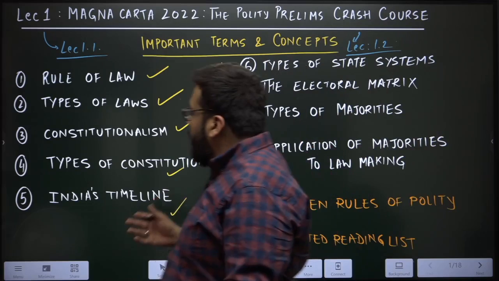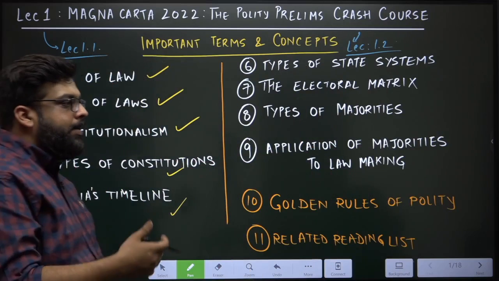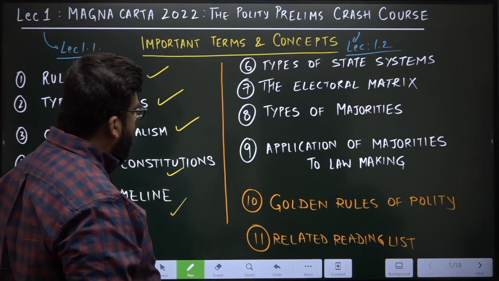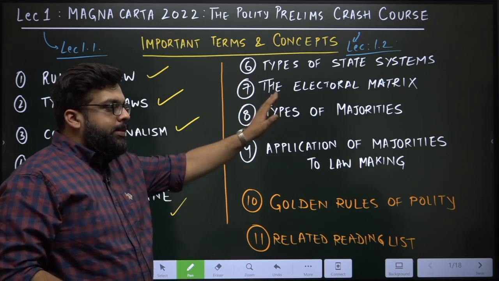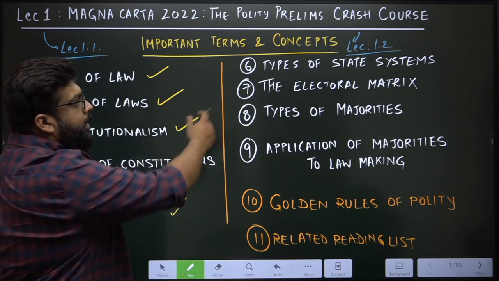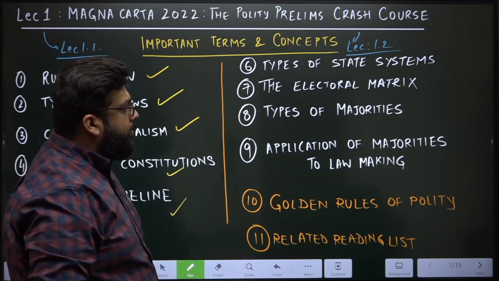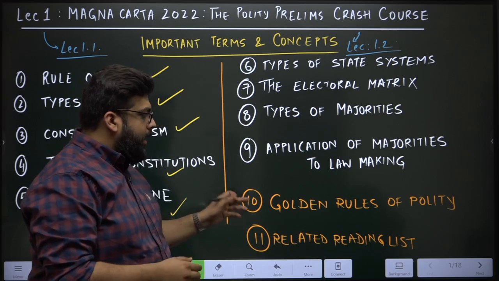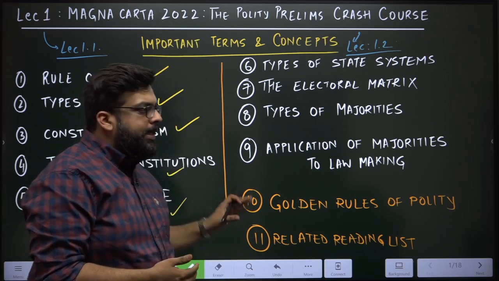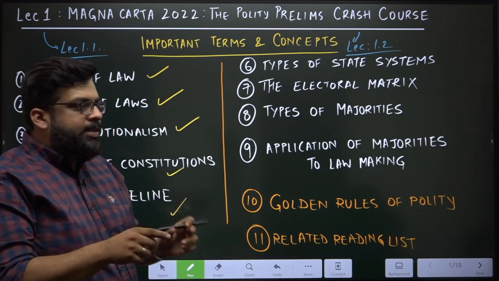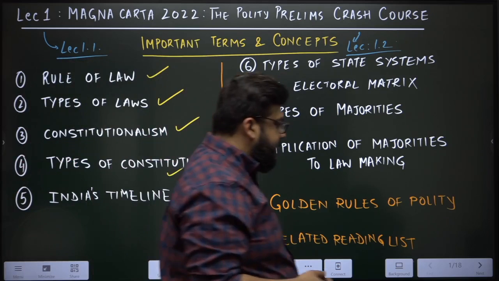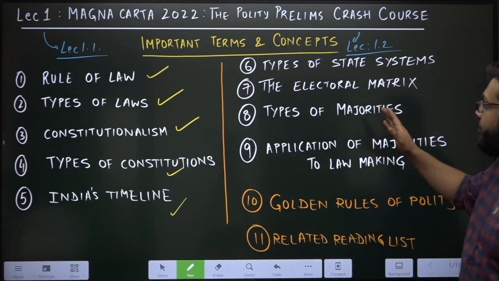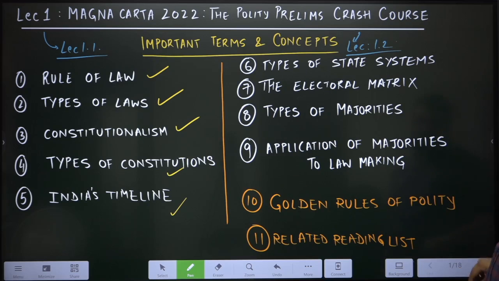Hi, we now move to the second part of the first lecture. We're going to be covering the following things towards your right. We'll start with the types of state system, move to the electoral matrix, cover types of majorities, apply those majorities to lawmaking, understand the four golden rules of polity, and glance through what specifically you should be reading from your standard sources. So let's move to the types of state systems.